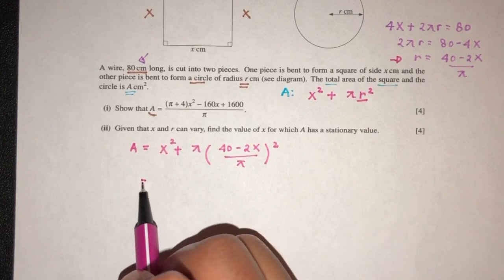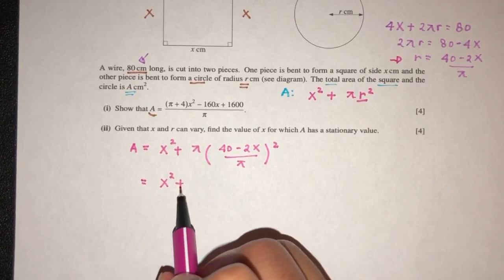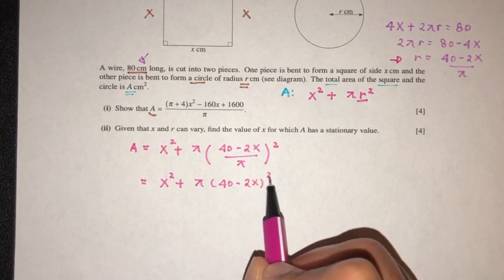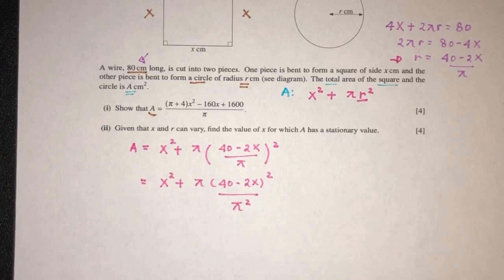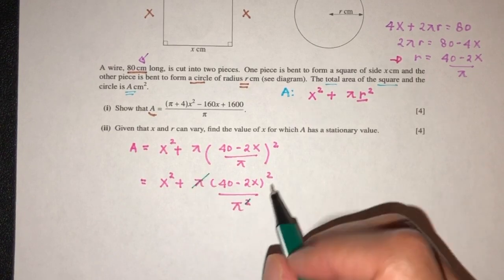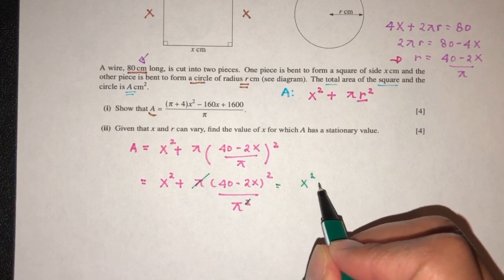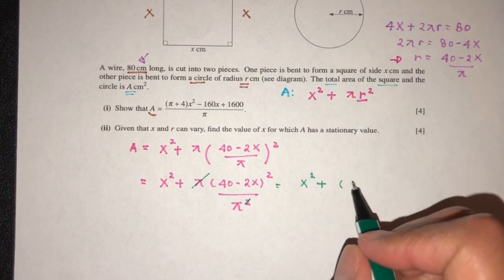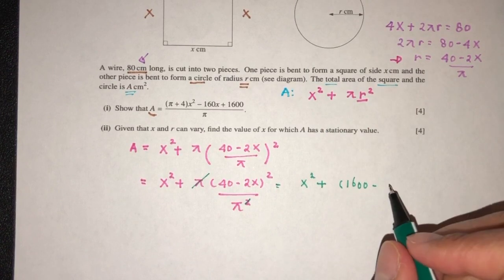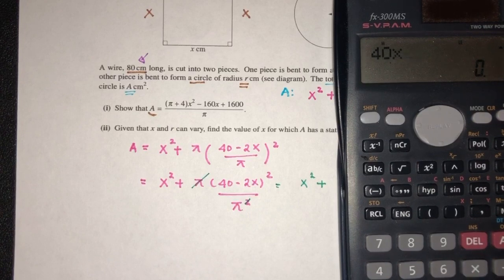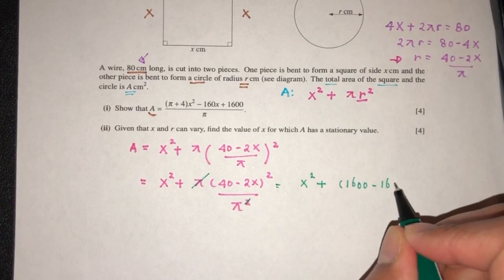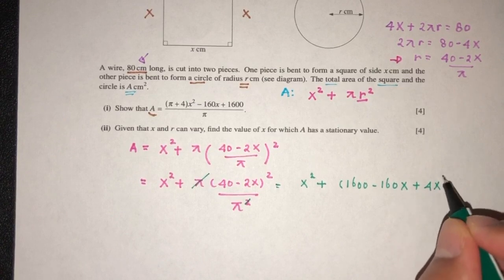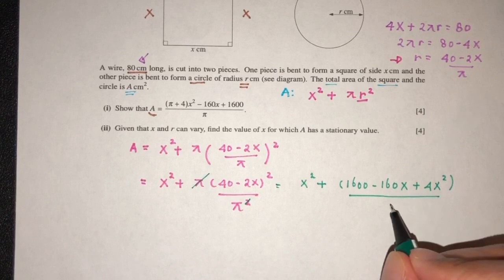Simplify. That will be x squared pi, and that will be (40 minus 2x) squared over pi squared. So this and this will cancel out, and here we will have x squared plus the value of, so here we have 40 squared, that will be 1600, minus 40 times minus 2 times 2, that should be minus 160x, and plus 4x squared over the value of pi.